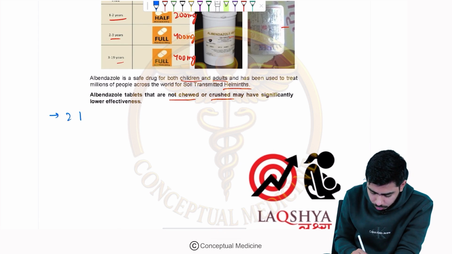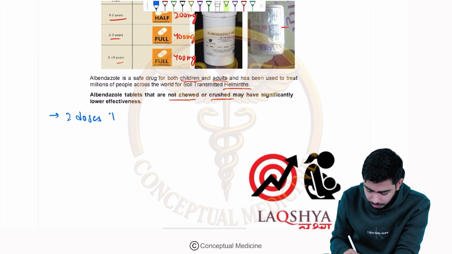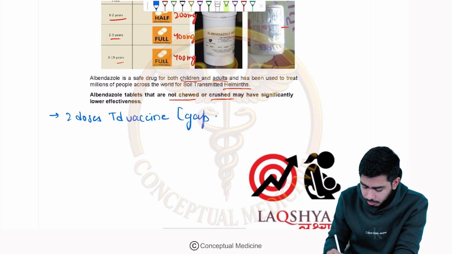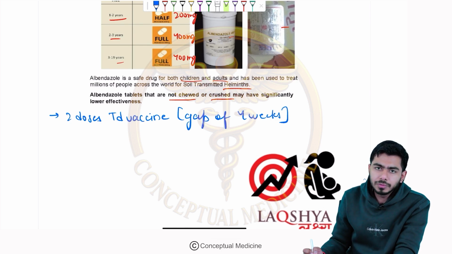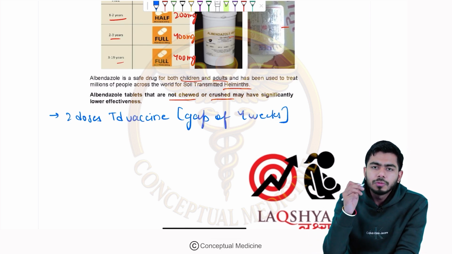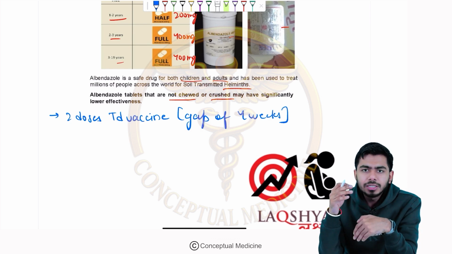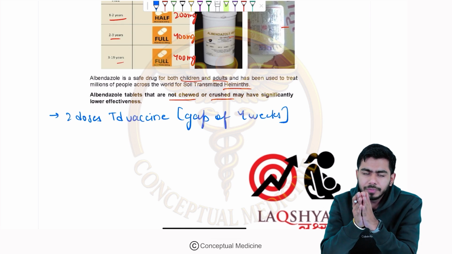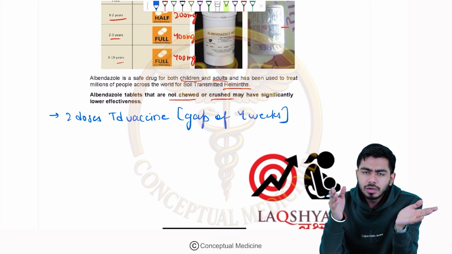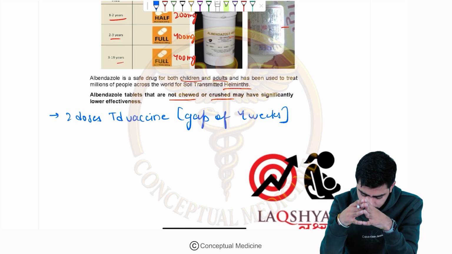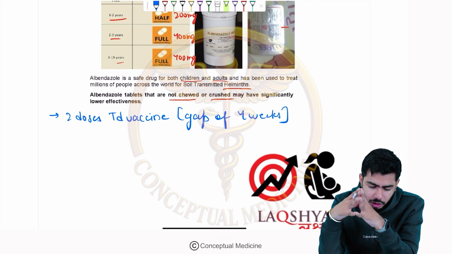2 doses of TD vaccine, tetanus and diphtheria, can be given with a gap of 1 month or 4 weeks. It should also be given to the pregnant female. Now, if they have already taken this vaccine before, I mean just the previous year or just 2 years back, then only the booster dose is enough.